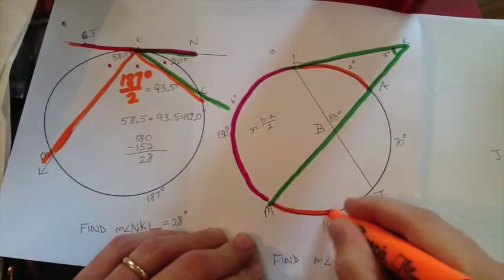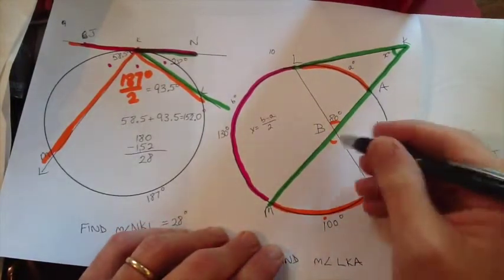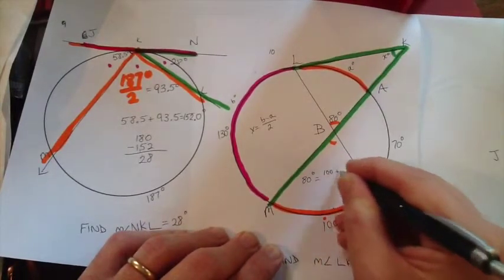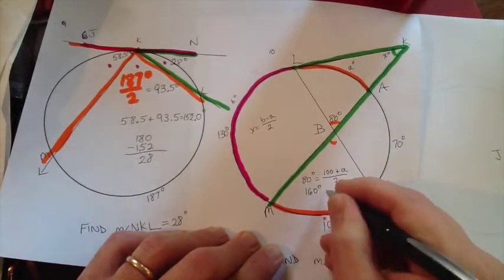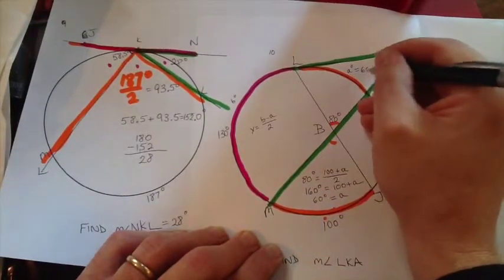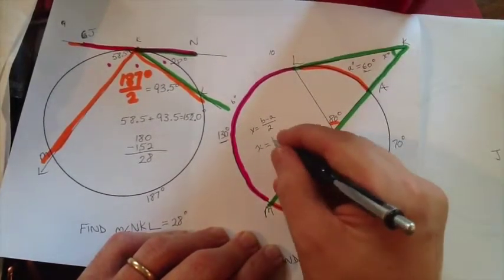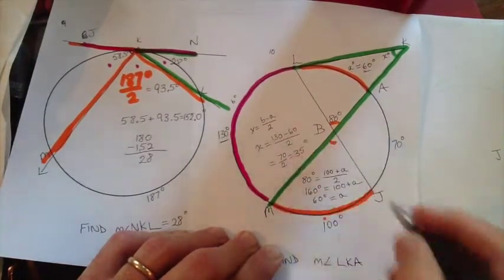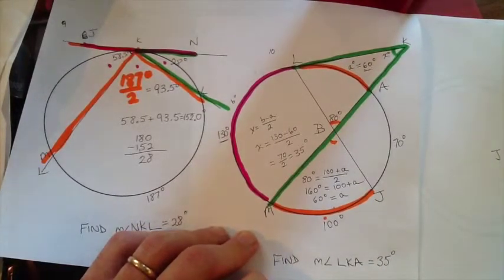We also know that these two aren't congruent, but these two angles are. So it's 100 plus A over 2. Well, we can cross multiply and subtract 100 from both sides. And that makes this 60 degrees. And since we already know this is 130 degrees, we now have the information we need to find X, which is 70 degrees over 2, which is 35 degrees. So the measure of angle LKA is 35 degrees.